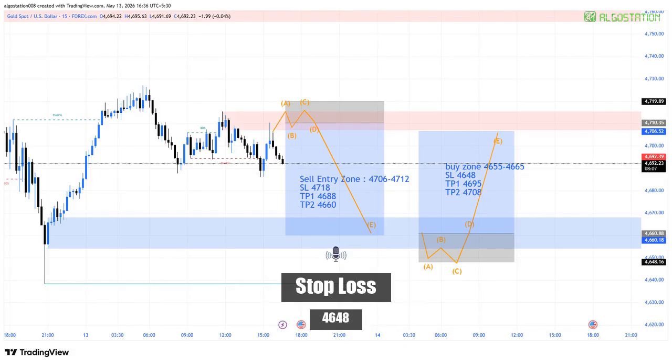Stop loss goes below 4,648, underneath demand and liquidity invalidation. First target is return to equilibrium near 4,695. Second target is retest of intraday supply at 4,708. This long setup offers nearly 1 to 2.8 reward relative to risk. The buy is not random. It aligns with higher time frame bullish structure and discounted pricing.